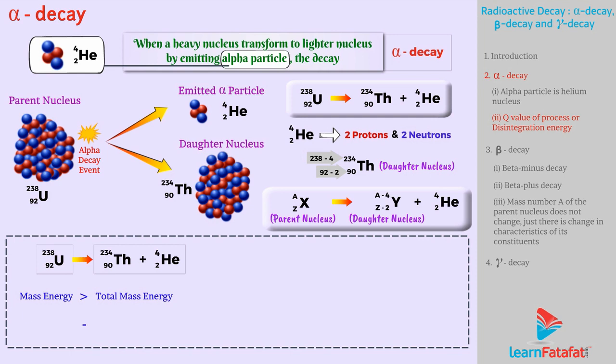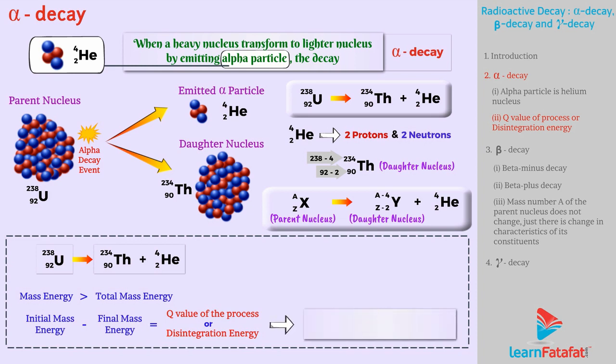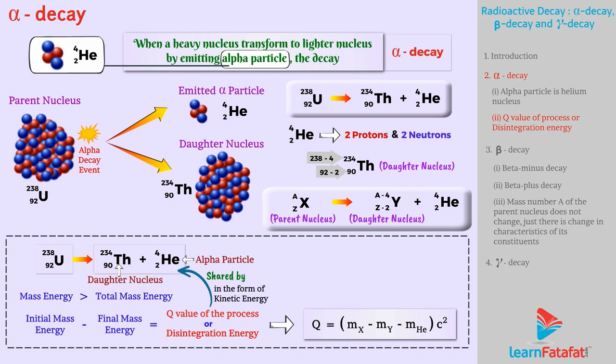The difference between the initial mass energy and the final mass energy of the decay products is called the Q value of the process, or the disintegration energy. It is expressed as Q equals (mX minus mY minus mHe) times c squared. This energy is shared by the daughter nucleus and alpha particle in the form of kinetic energy.